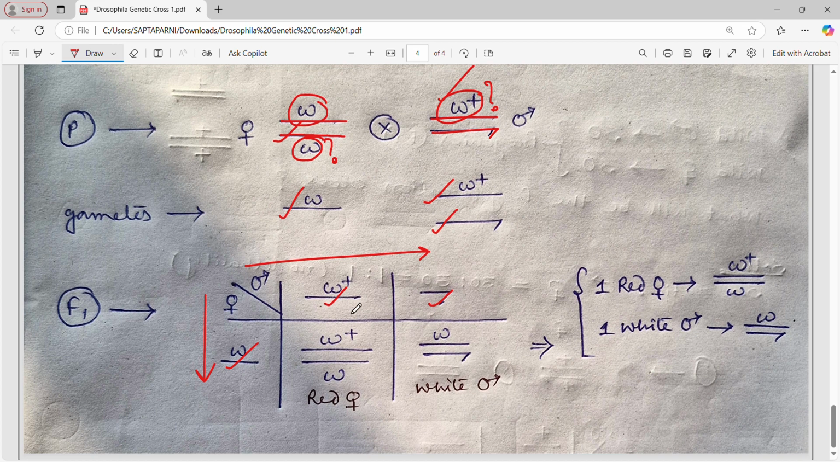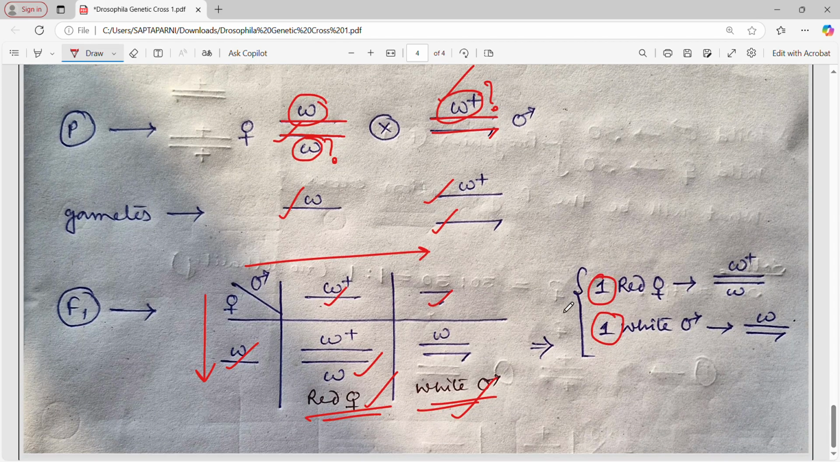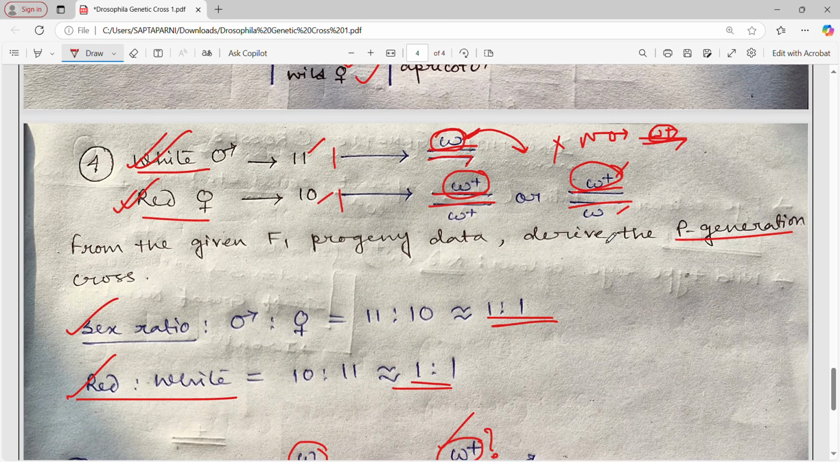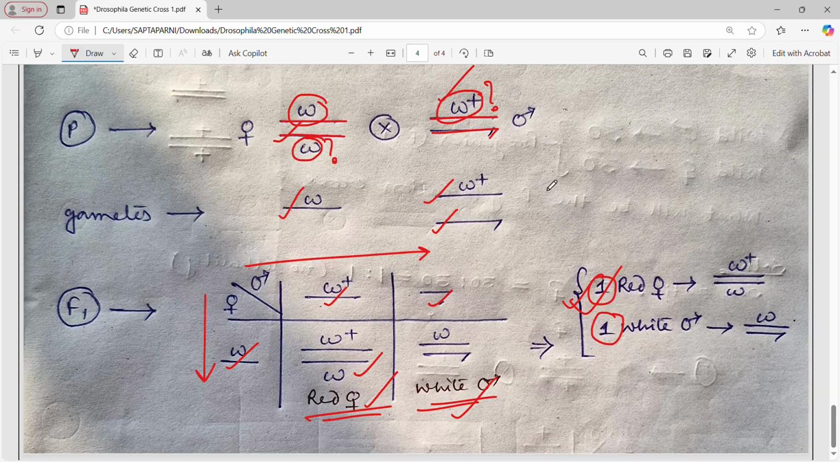So when we cross this, we will get W plus W, the red female, and W Y chromosome, that is the white male. So there is one red female and one white male in the F1 generation, which matches with our question. See here, the ratio of red female and white male is 1:1. That means 10:11 is equal to 1:1. And in our F1 generation, we have also got the same result. So our cross is absolutely correct.